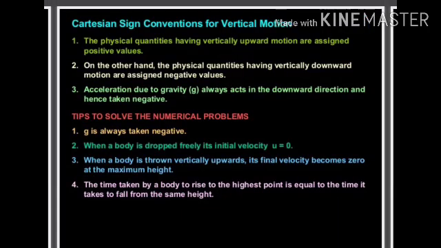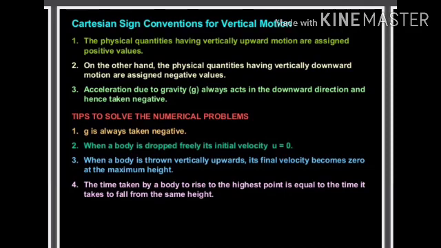After that we will give some signs which are used in physics. The physical quantities having vertically upward motion are assigned positive values. Unlike those having vertically downward motion, these have a negative value. That means the object which moves upwards has positive values and which comes downwards has negative values. Acceleration due to gravity always acts in downward direction and hence is taken as negative, because the acceleration due to gravity is the gravitational pull exerted by the earth. g is always taken negative.